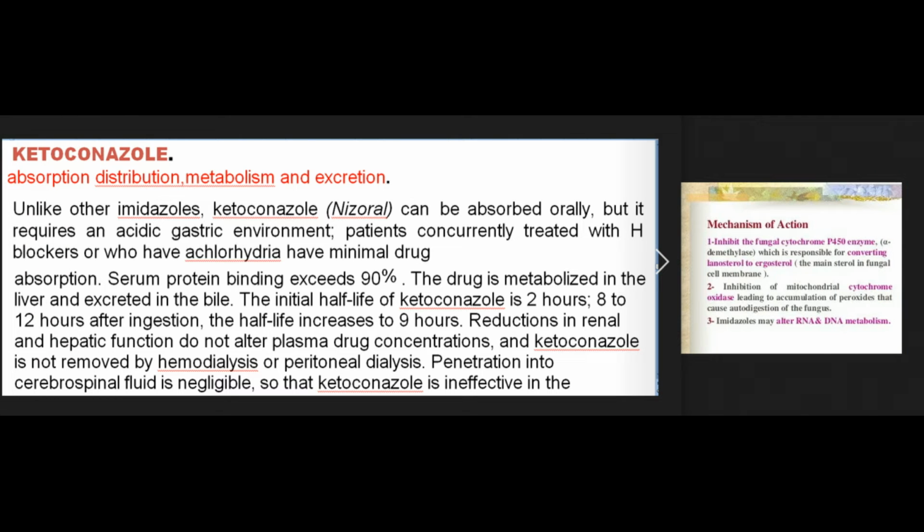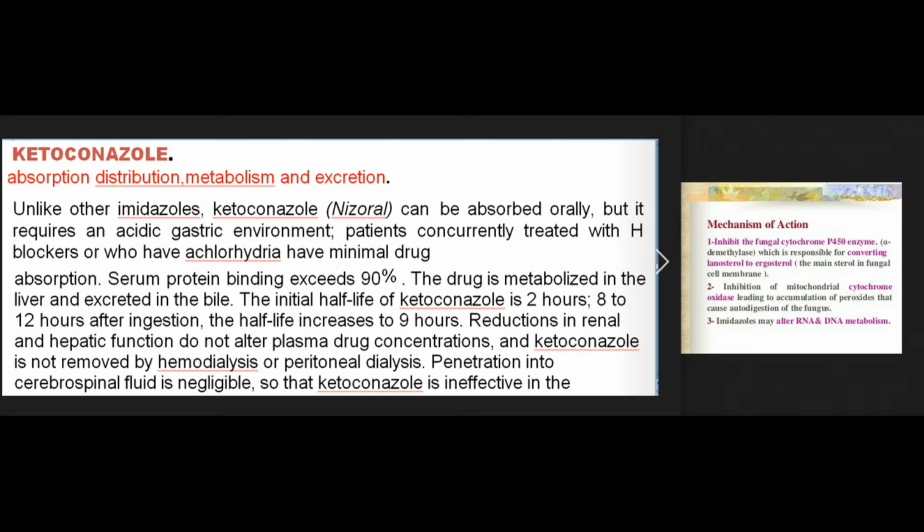Ketoconazole. Absorption, distribution, metabolism, and excretion. Unlike other imidazoles, ketoconazole, Nizoral, can be absorbed orally, but it requires an acidic gastric environment. Patients concurrently treated with H2 blockers or who have achlorhydria have minimal drug absorption. Serum protein binding exceeds 90%. The drug is metabolized in the liver and excreted in the bile.